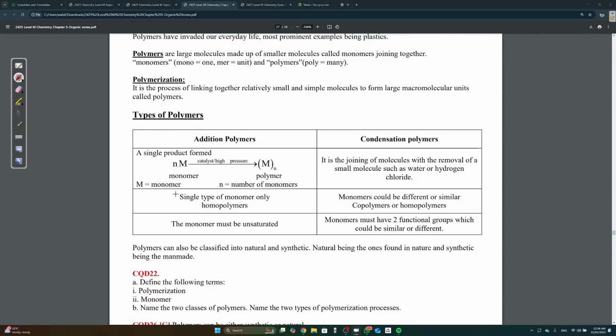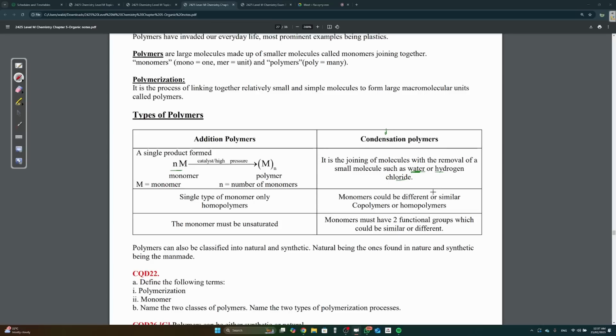Addition polymers, it's a single product formed. Basically, the same monomer n times gets you the polymer, repeated n number of monomers. What do you need to know about the difference? In addition polymers, it's a single product formed and it's the same subunit. But for condensation, it's a joining of molecules and it produces water or hydrogen chloride, usually water. That's why it's called condensation.